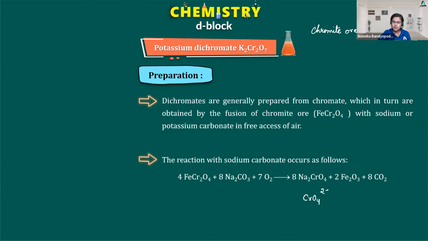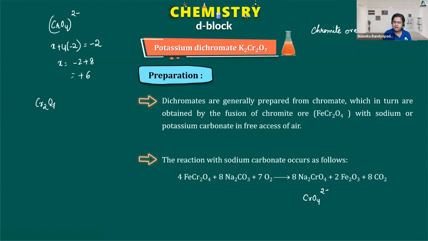Chromate to dichromate, you have to add acid. Both chromate and dichromate have chromium in the plus 6 state. So let's write CrO4 2 minus: x plus 4 into minus 2 is minus 2, so x is minus 2 plus 8, which is plus 6. Similarly, Cr2O7.